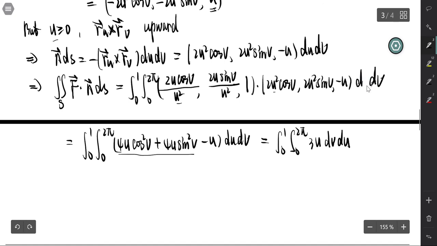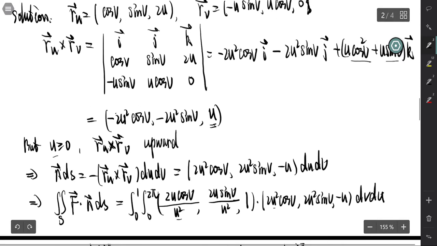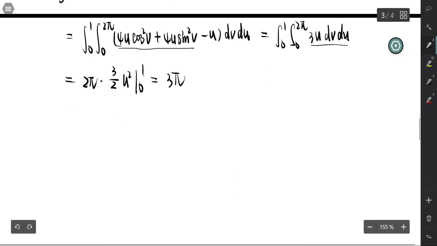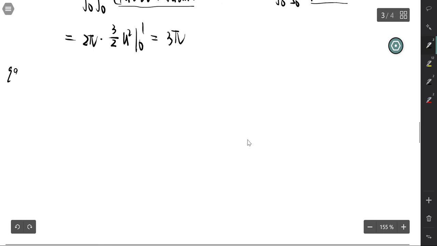Let's use dv, that's dv du. We integrate the v first. So that's dv du. There's no v here, so integration for v is 2 pi, and then for u, that is 3 over 2 u squared from 0 to 1, so that is 3 pi. Okay, that's the parametric surfaces. Example of a parametric surface.